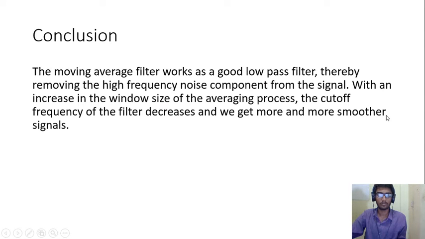Moving on. The conclusion for this is that the moving average filter acts as a good low pass filter and removes the high frequency noise component from the signal. If we increase the window size of the averaging process, the cutoff frequency of the filter decreases and we get more and more smoother signals. So as we go on increasing from 8 to 16 to 24, the smoothing increases, but at the same time the cutoff frequency also decreases.